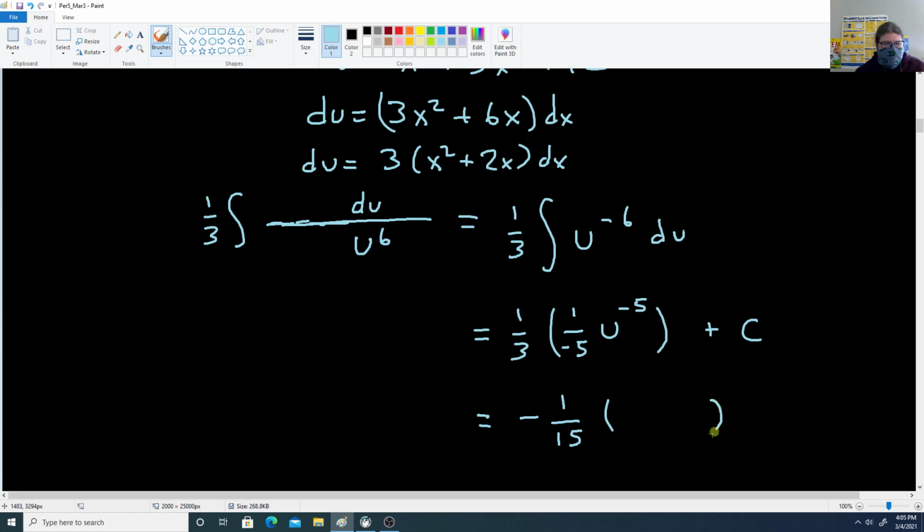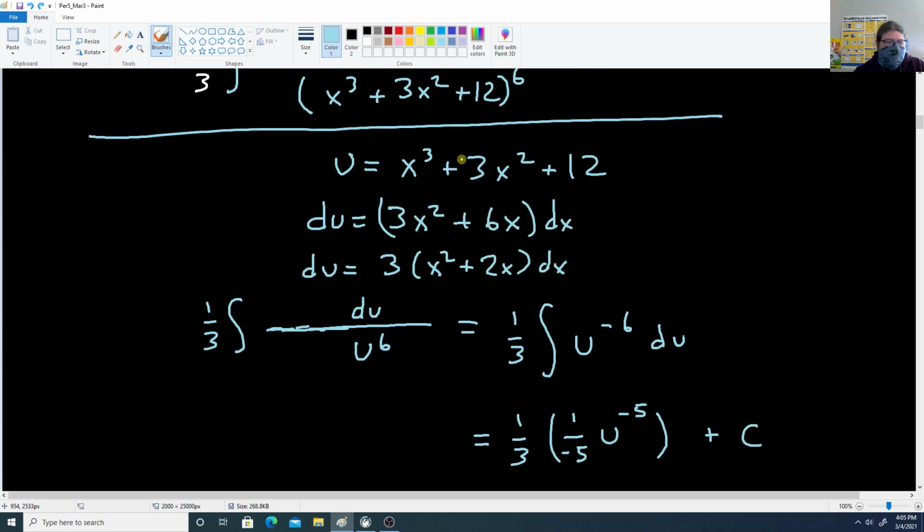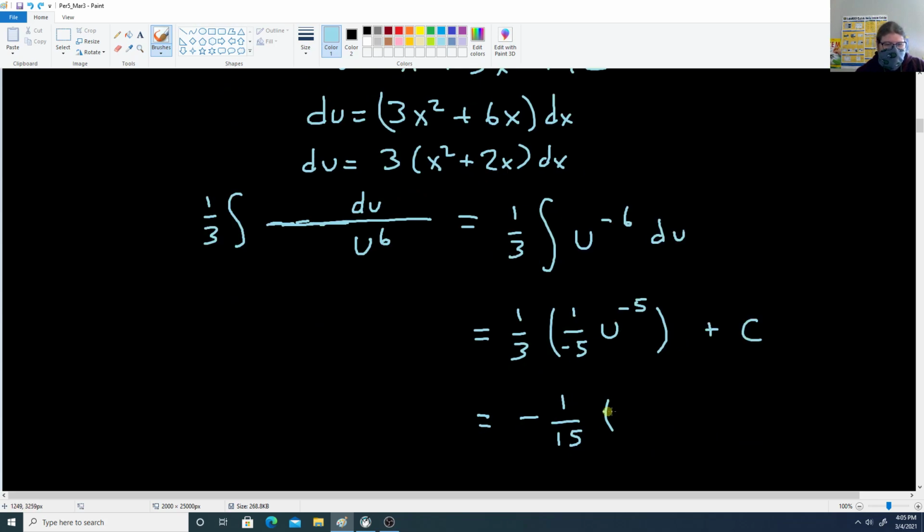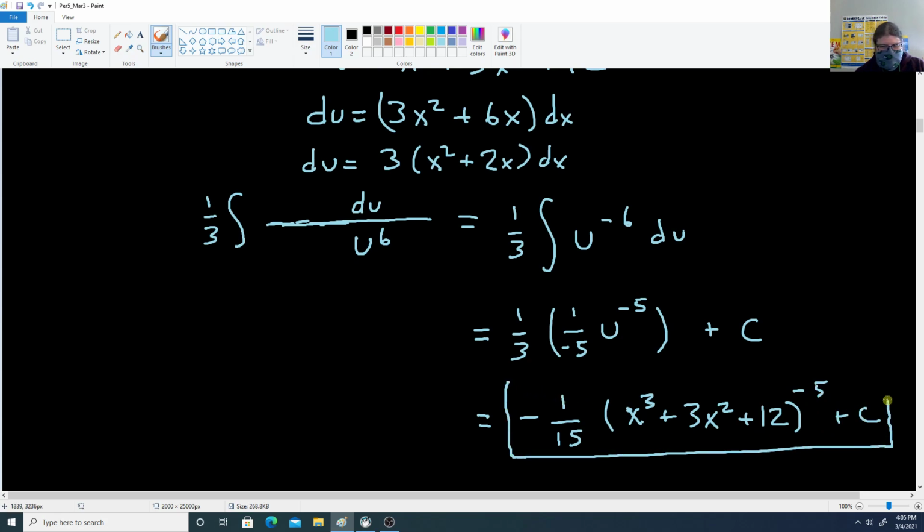I'm going to replace u with what u actually was a stand-in for, which was x cubed plus 3x squared plus 12. So x cubed plus 3x squared plus 12, all that's to the -5th power plus c. So this is our antiderivative using the u substitution method. Okay.